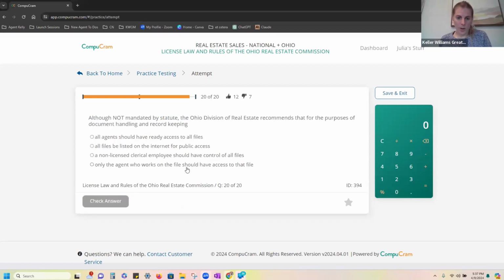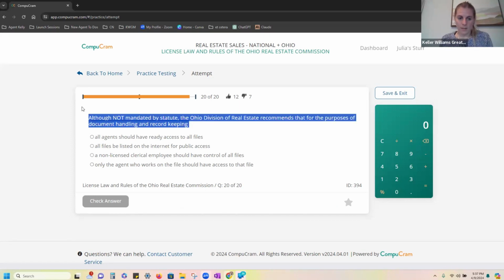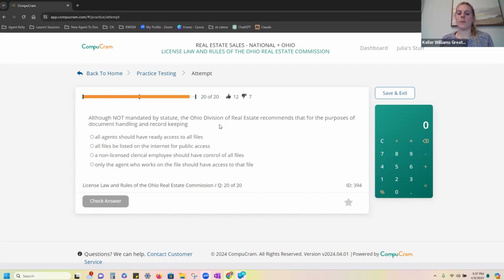All right, and last question. Although not mandated by statute, the Ohio Division of Real Estate recommends that for the purposes of document handling and record keeping, A, all agents should have ready access to all files. B, all files be listed on the internet for public access. C, a non-licensed clerical employee should have control of all files. Or D, only the agent who works on a file should have access to the file. So what do they recommend?